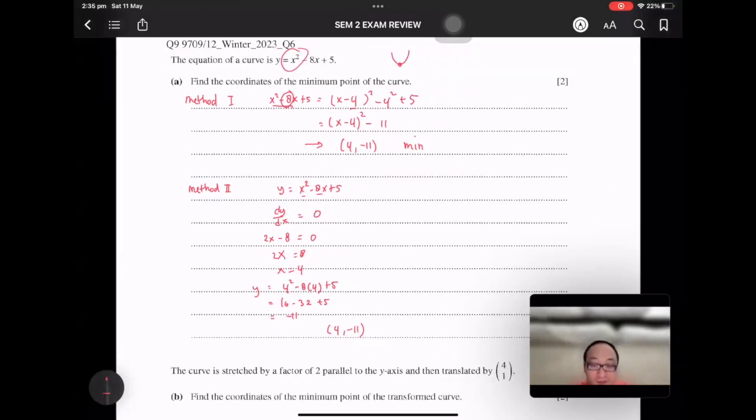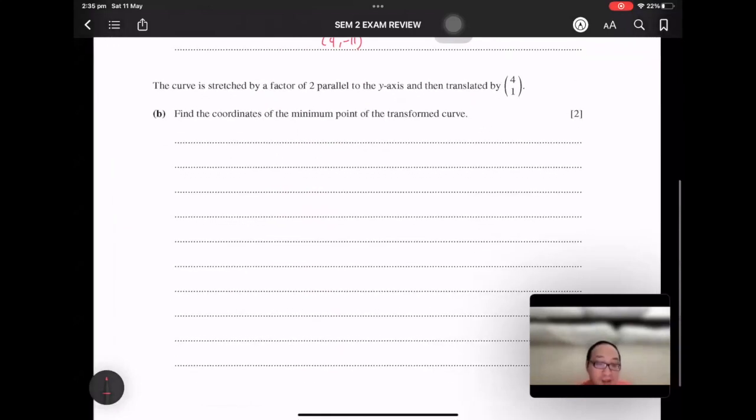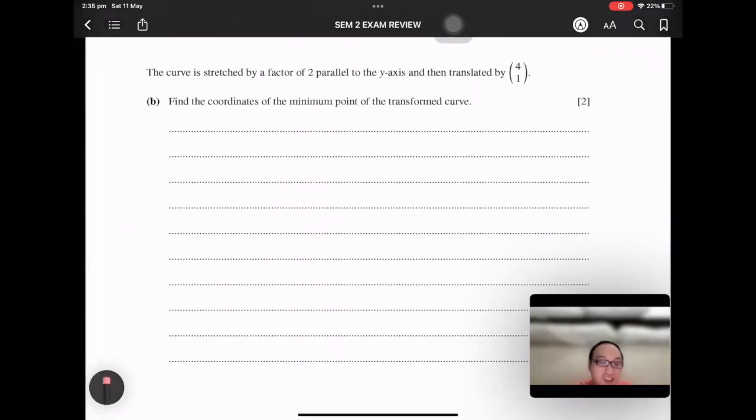So you can use two methods, but I prefer to use the first method if it is the quadratic function. The curve is stretched by a factor of 2, parallel to the y-axis, and then translated by (4, 1). Find the coordinates of the minimum point of the transformed curve.